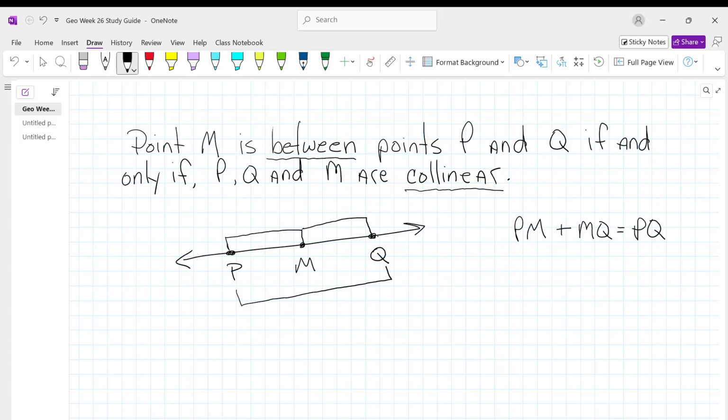So in simplest terms, if P to M is 3 and M to Q is 4, how far is it from P to Q? It's 7, because 3 plus 4 equals 7.